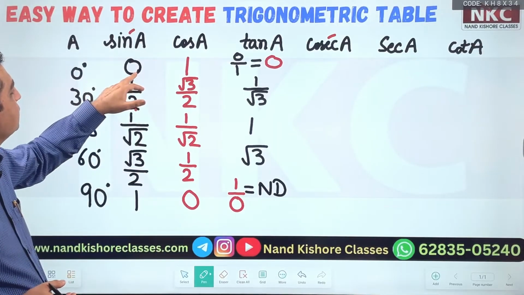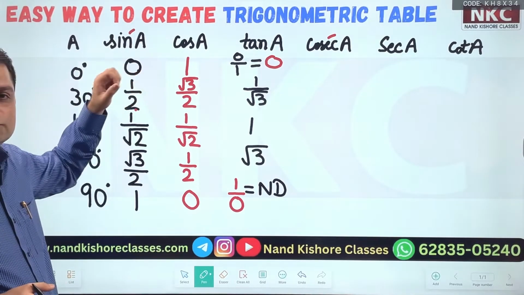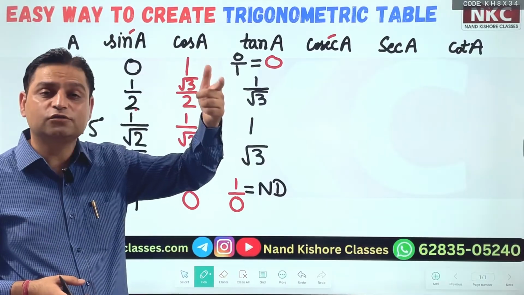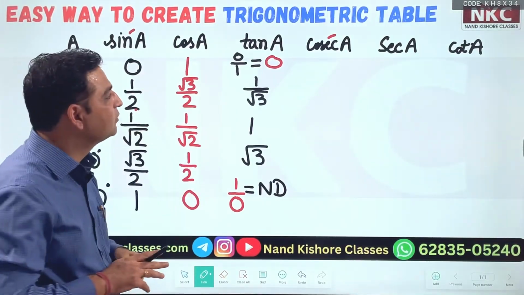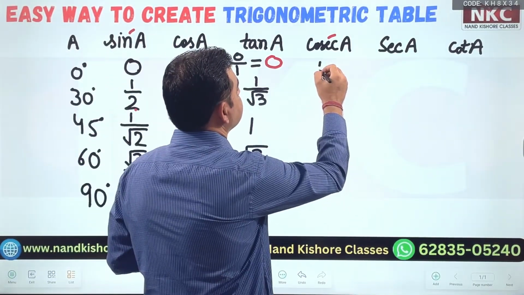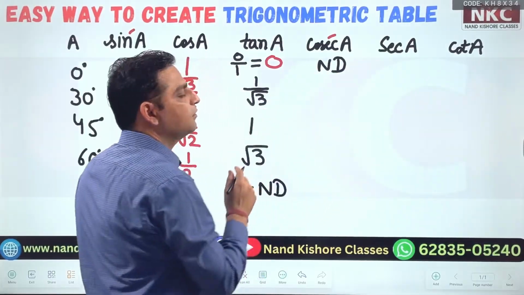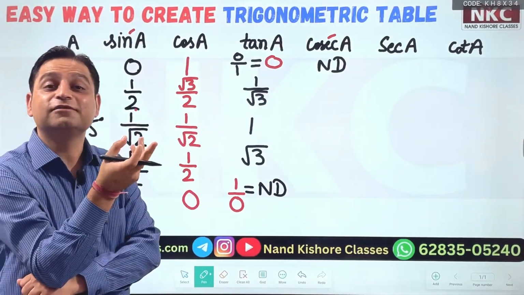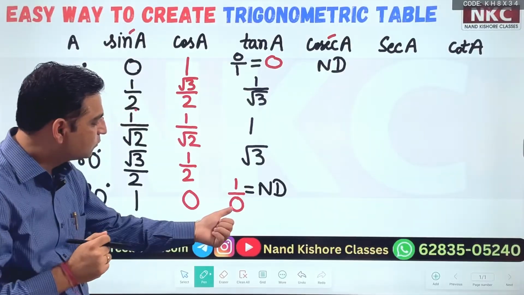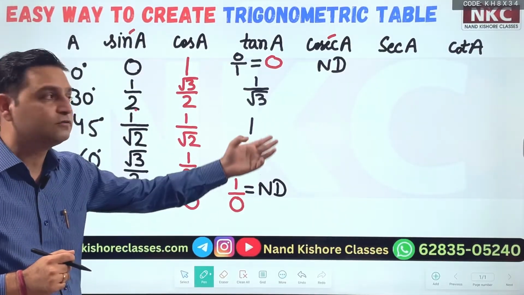Like sine 0 is 0. Now, what is the reverse of 0? The reverse of 0 is not defined, because 0 can be written as 1 over 0 reversed. I know that 1 over 0 is not defined, so the same is coming there.